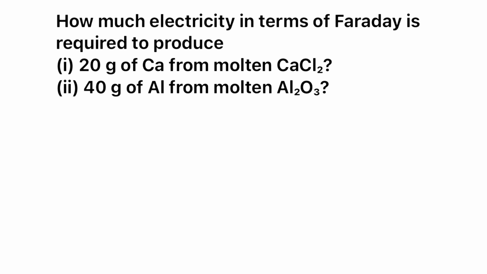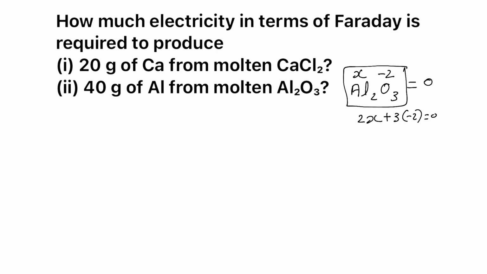40 gram of aluminium from molten Al₂O₃. First you have to find the oxidation state of aluminium in Al₂O₃. For that purpose you can put x here. Oxygen, you know, is always -2. And altogether it's a neutral molecule, so 0. So 2x plus 3 into -2 is equal to 0. So 2x is equal to 6, x is equal to +3.